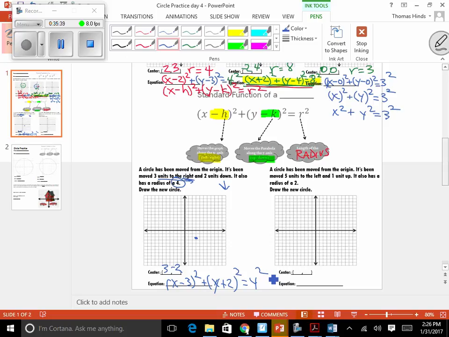Even though some people, I know, have already finished it: move units to the left, 1 unit up, the radius is a 2. This guy goes 4. Where's here? 1, 2, 3, 4. 1, 2, 3, 4.